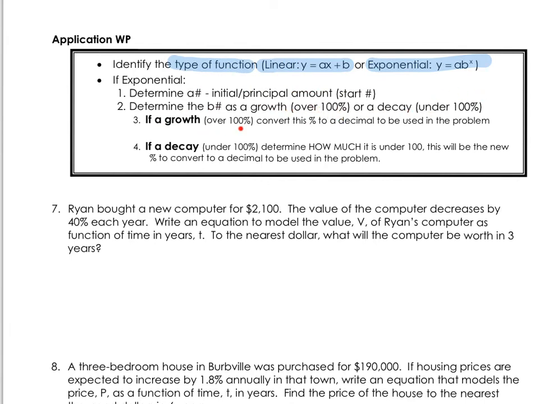If a growth over 100%, you need to convert the percent to a decimal to be used in the problem and put in place of the b. If it's a decay under 100%, determine how much it is under 100, and this will be the new percent to then convert to a decimal to then be used in the problem in place of our b in the equation. Okay, so we're going to try one together.